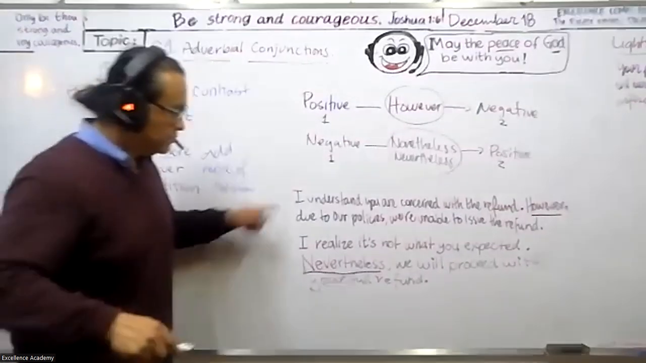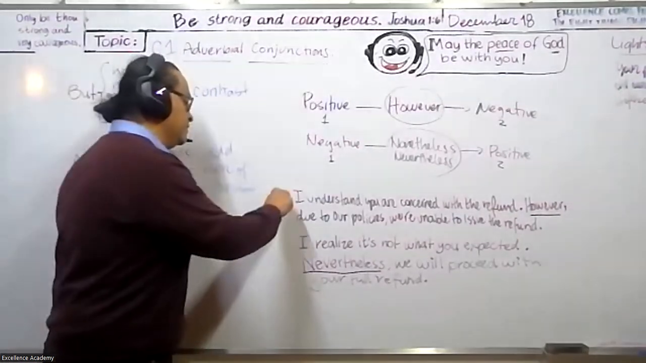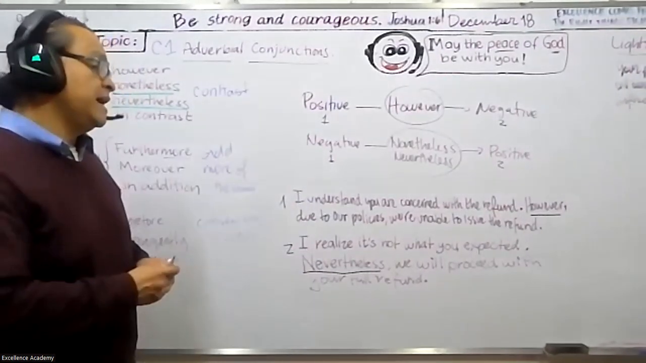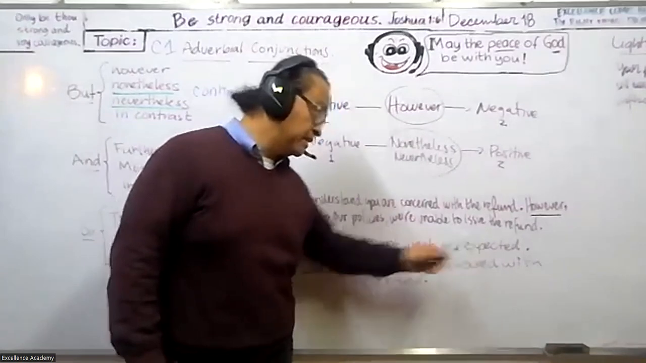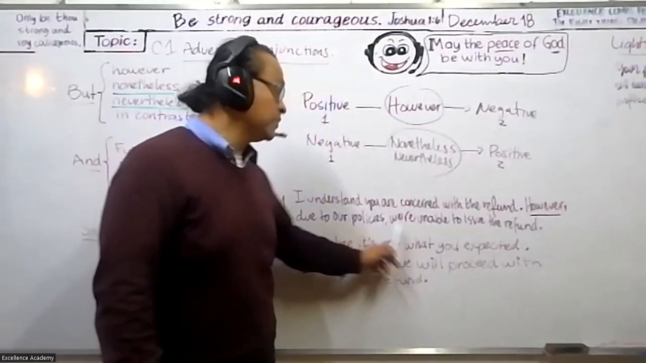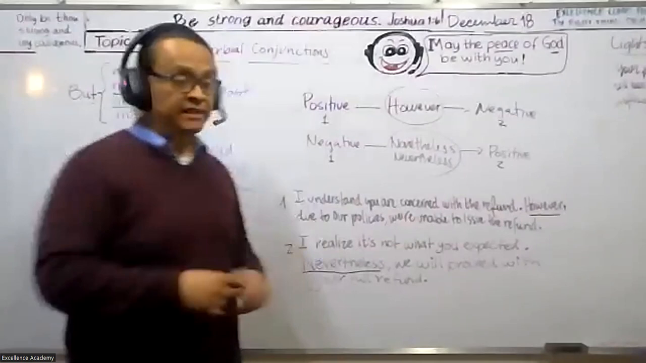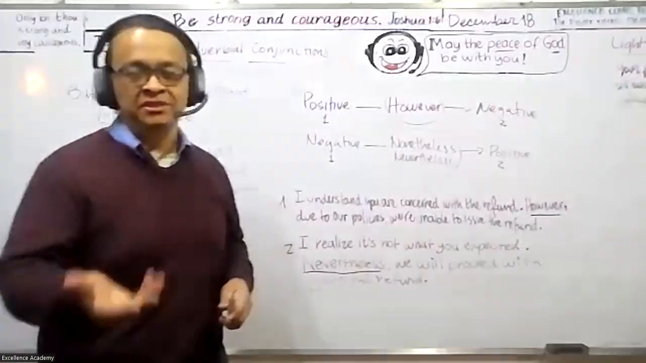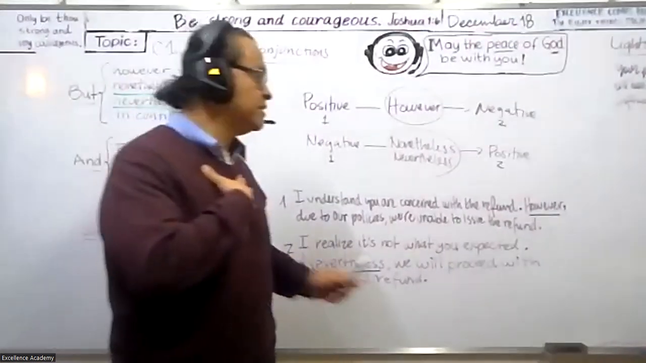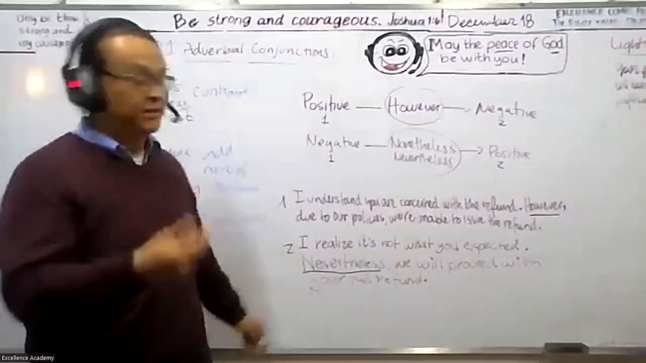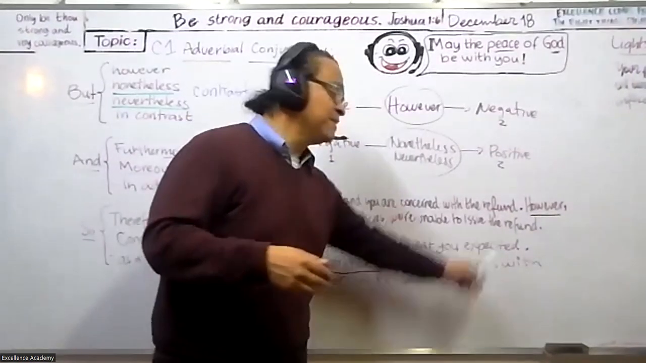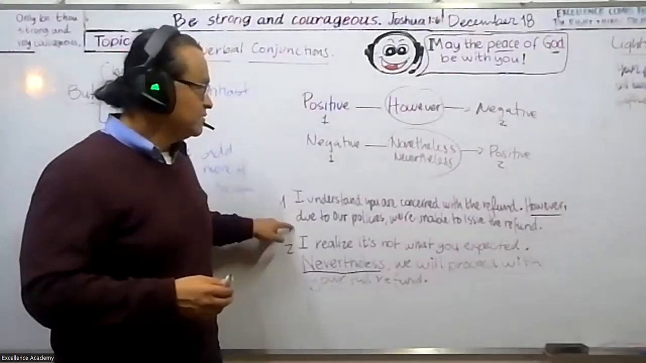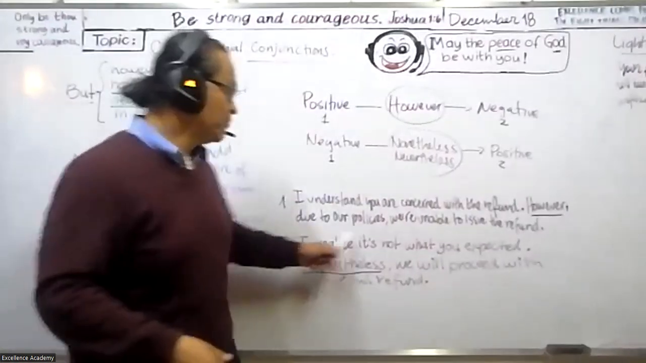So we've got two examples here on the board. Let's use logistics as an example. Here's the first one. I understand you're concerned with the refund. However, due to our policies, we're unable to issue the refund at this time. So here I'm acknowledging the customer and being positive about it. However, here comes the bad news. Due to our policies, we're unable to issue the refund. So I'm transitioning from the positive to the negative, which is giving the customer the no, the bad news.